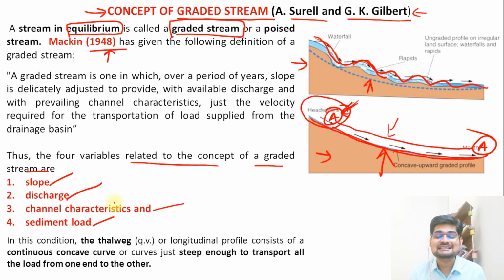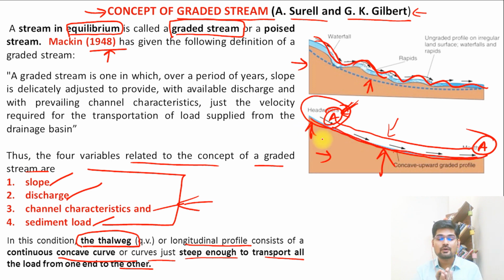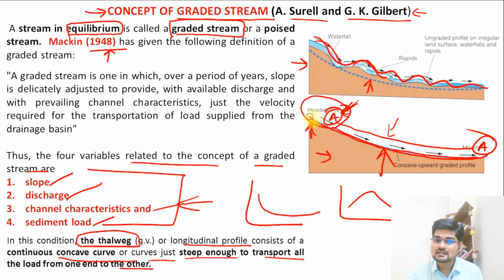So now you know why we discuss this graded stream, because this entire channel morphology part is directly linked to the formation of this graded profile or the equilibrium profile of that stream. So in this condition, the thalweg, remember, the deepest part of the longitudinal river profile, consists of a continuous concave curve, or curves that are just steep enough to transport all the material from one end to the other. So that is where it is important for a graded stream to have this entire smoothness, this profile of equilibrium. So if there are graphs given to you in the question asking which of them represents a graded profile, remember this curvature. This kind of graph is what we represent as a graded stream or graded profile or stream in equilibrium.